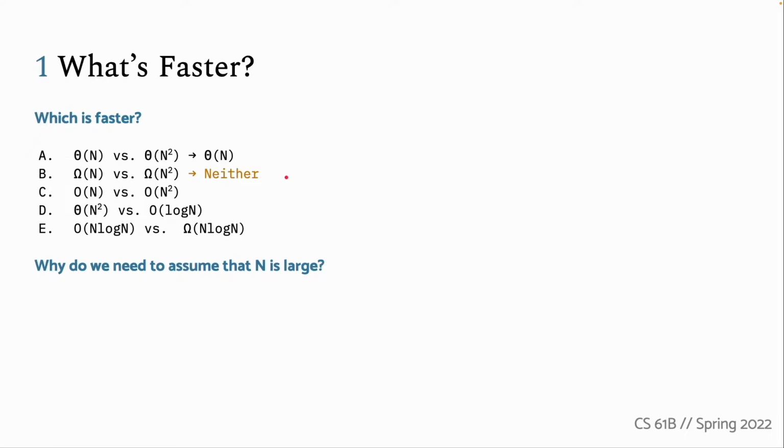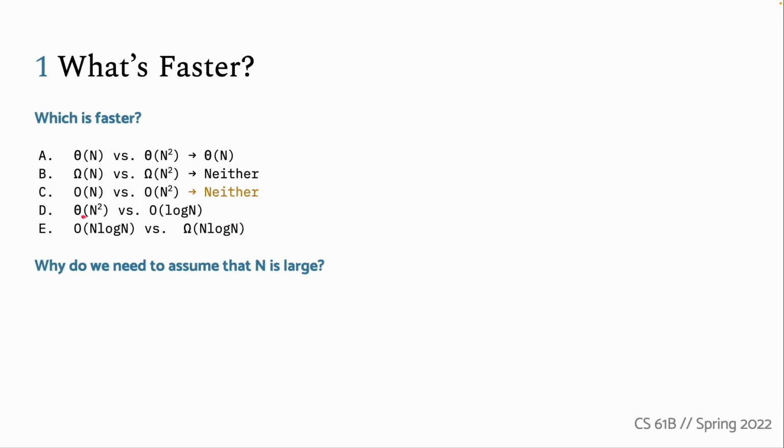The next one has a similar problem where these are upper bounds. So even though this number is smaller than this number, which might make you think that the first function is going to be faster, that's not necessarily the case because this is just an upper bound. Maybe the true runtime of this function is theta n, and the true runtime of this function is theta log n. And in that case, both of these bounds would be valid, but the second one would be faster. So again, we have to say neither.